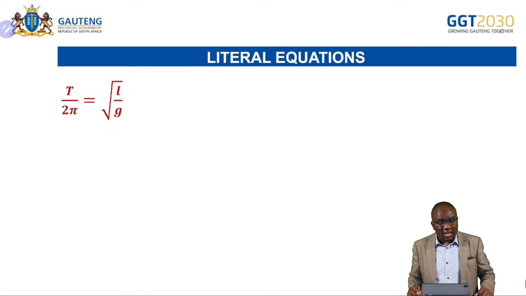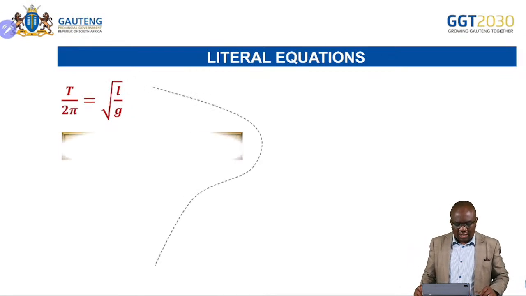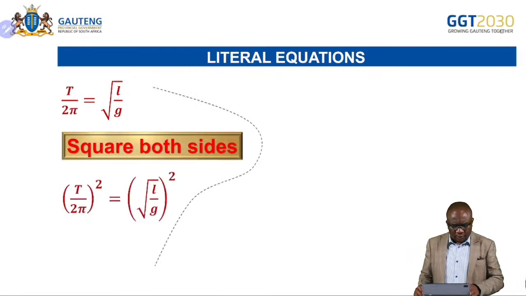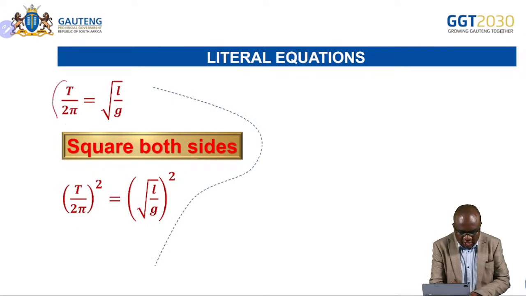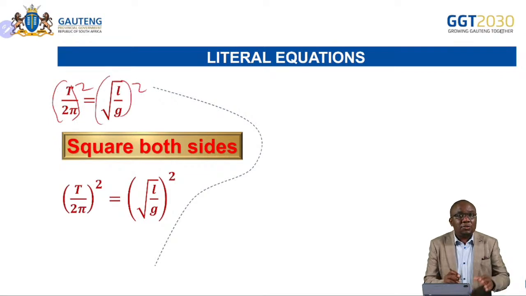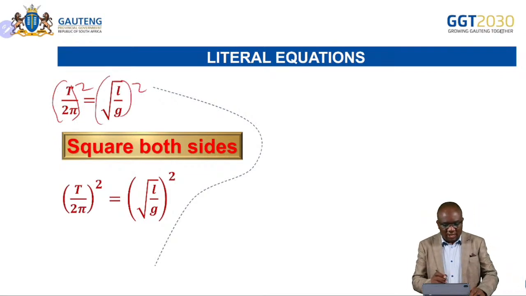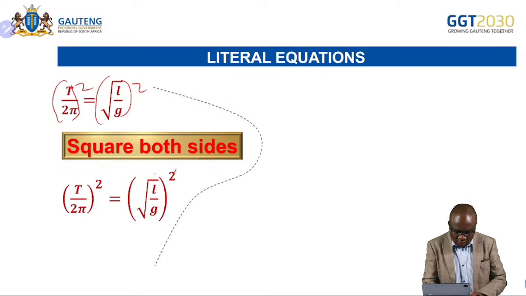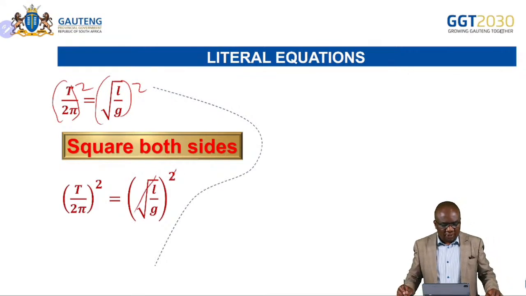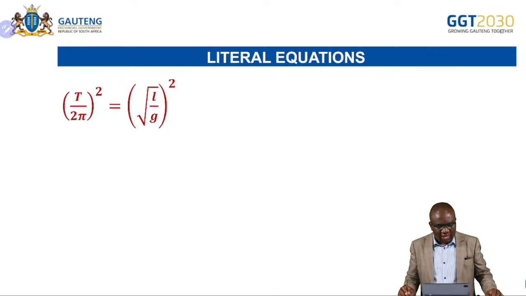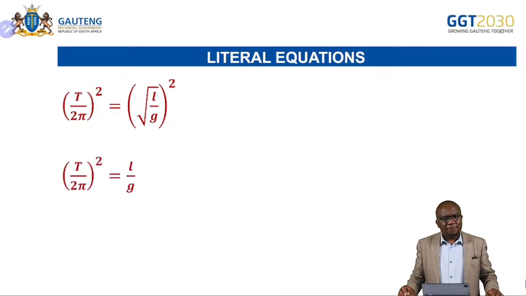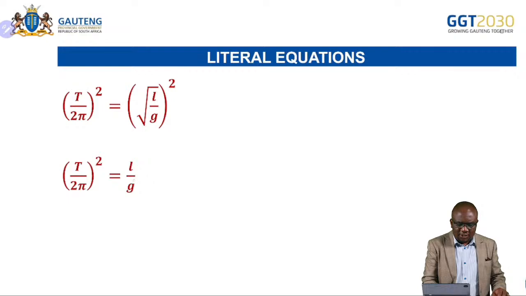So we're going to square this side. We square it like this. You see that? We have squared both sides. What we do on the left, we do on the right. And then the square and the square root, they will cancel each other out. We remain with L over G there. Now, we still have this G here.